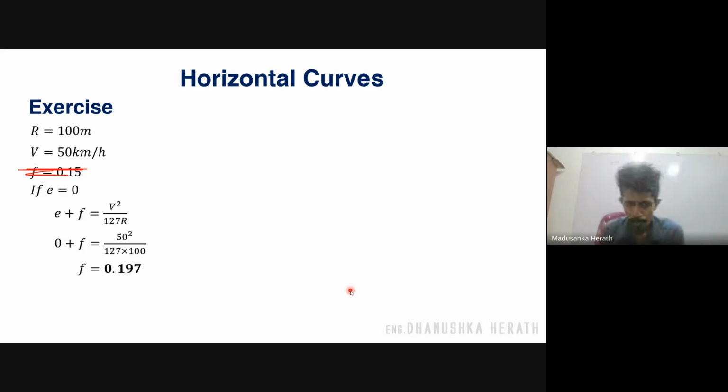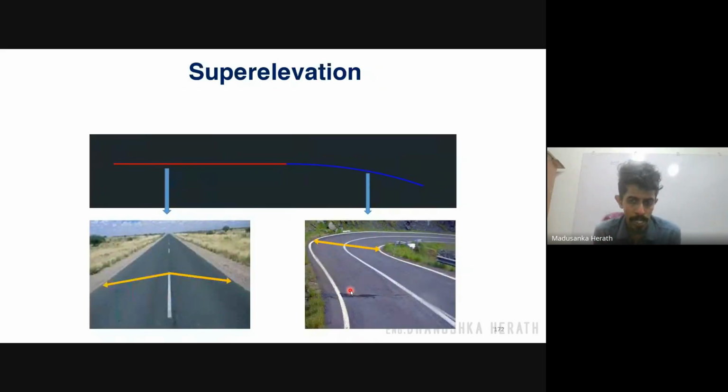Right? Then we'll go for the super elevation. It's something like this. So this red color one is the straight road or the tangent. This blue color one is the horizontal curve. Right? This image is taken from the sky.